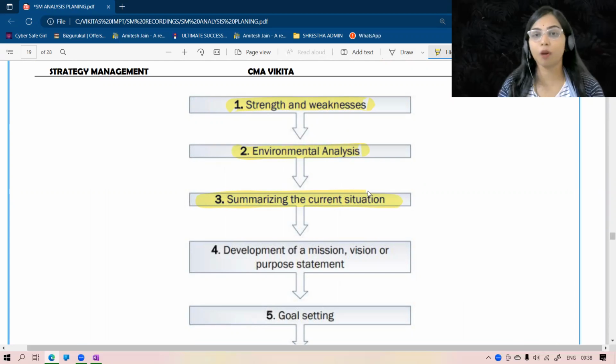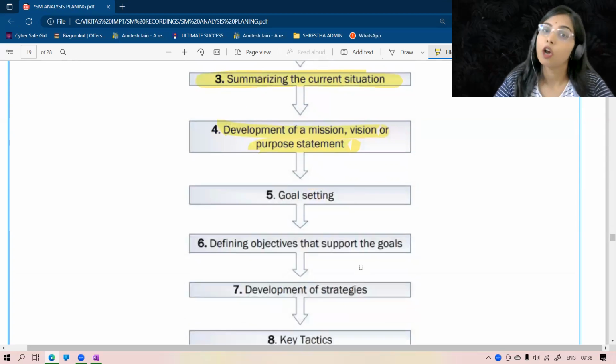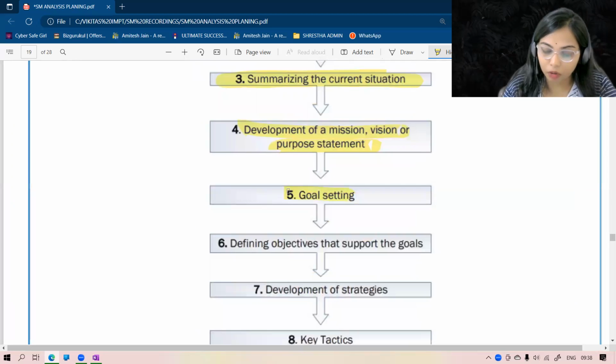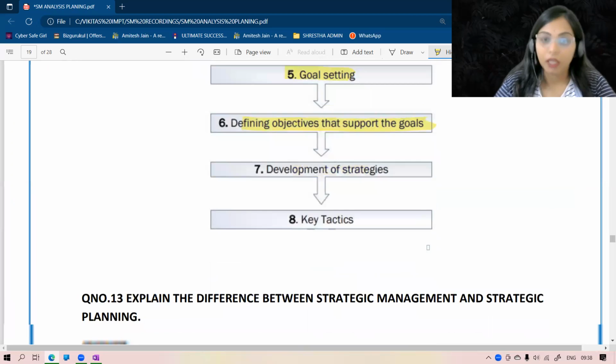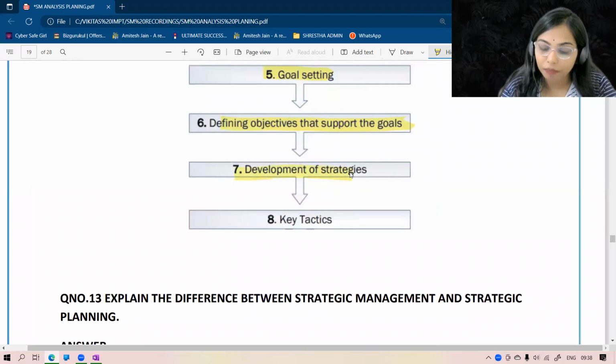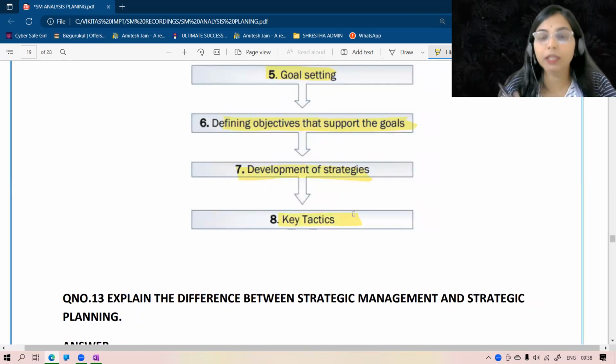Analyze the situation properly, and if required, develop a mission, vision, and purpose statement for that particular business or organization. Then you have to set a goal. You set a goal, define objectives that support the above goals, develop the strategies, and then use the key tactics.